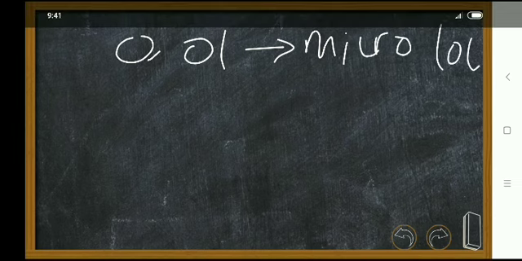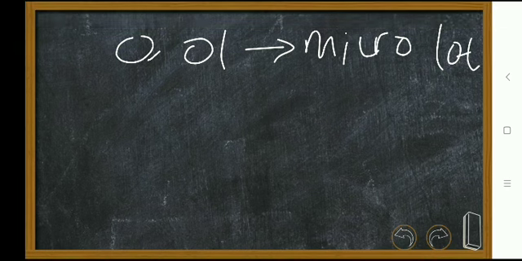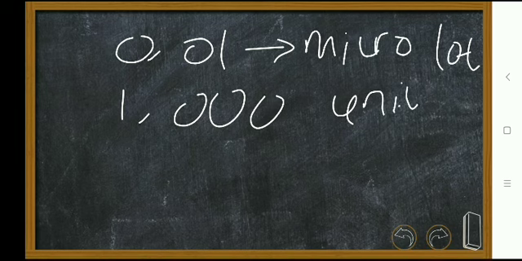Remember, micro lot, that's 1,000 units. That's 1,000 units of the base currency. So okay, and those who are using laptops, computers, they can calculate this easily because it's automatic.